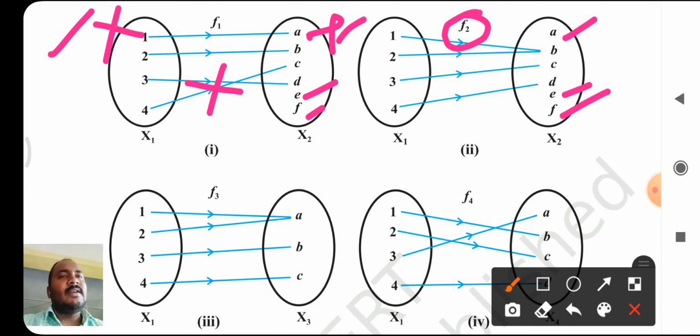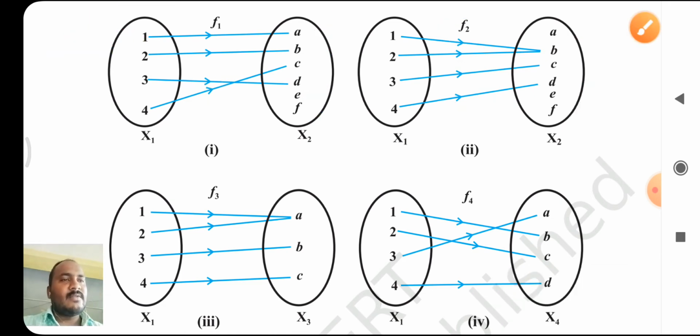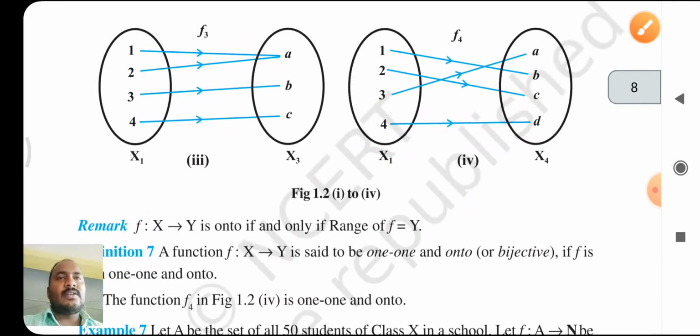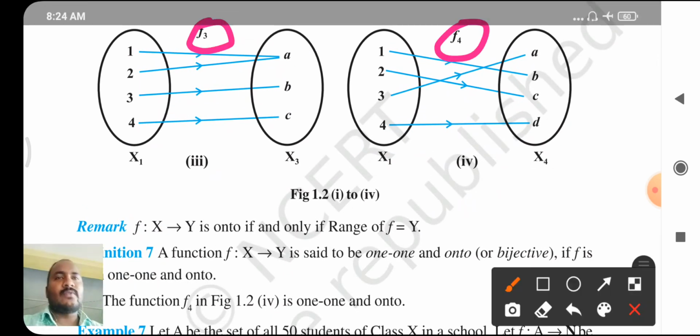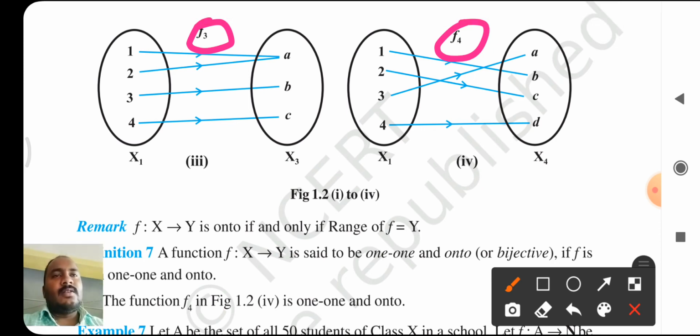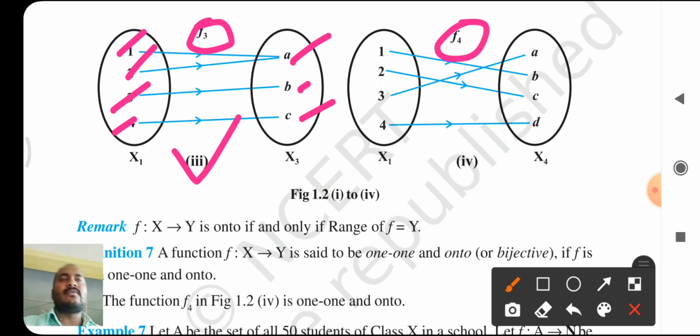Because of this, f2 is again not an onto function. Dear students, please observe the f3 and f4 functions. This is f3 and this is f4. Here, a is the image of 1 and 2, b is the image of 3, and c is the image of 4. Because of this, it is an onto function.